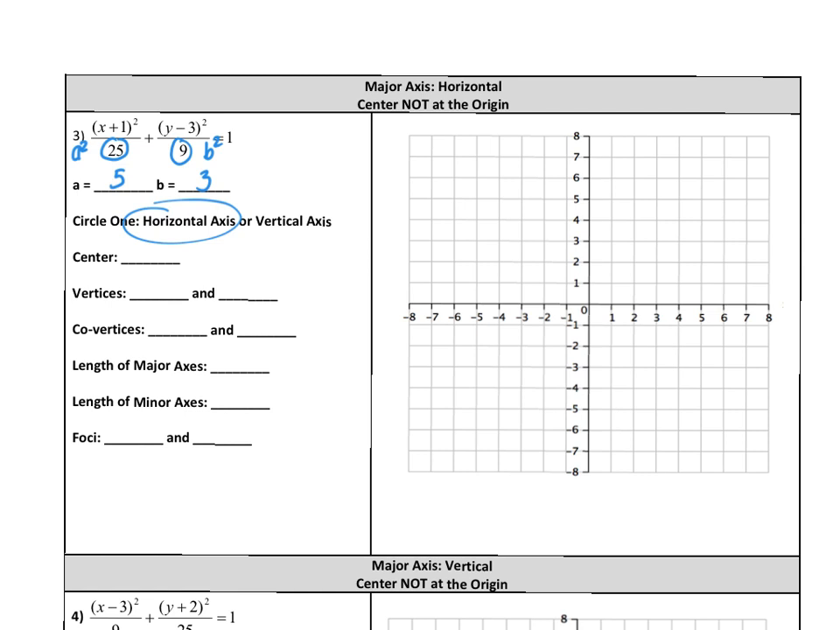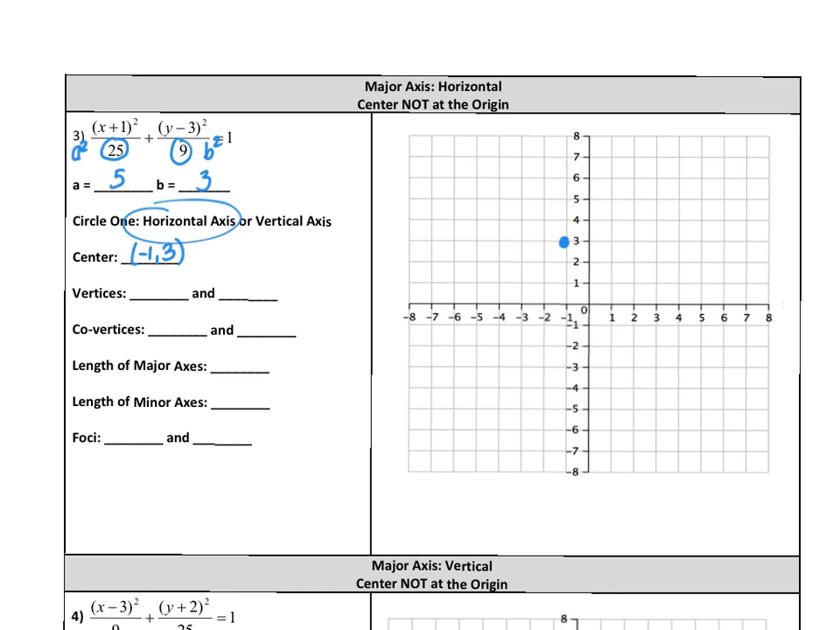Again, to find the center, we're just going to negate these values. So -1, +3 will be my center. Now, in order to find the rest of this information, I suggest we graph. So let's start with our center. So our center is at -1, +3. So first things first, let's graph that.